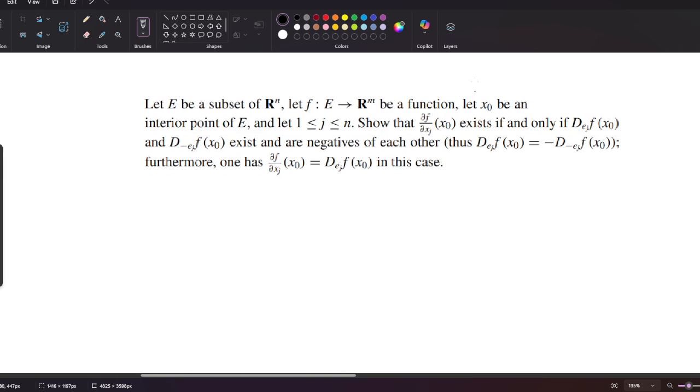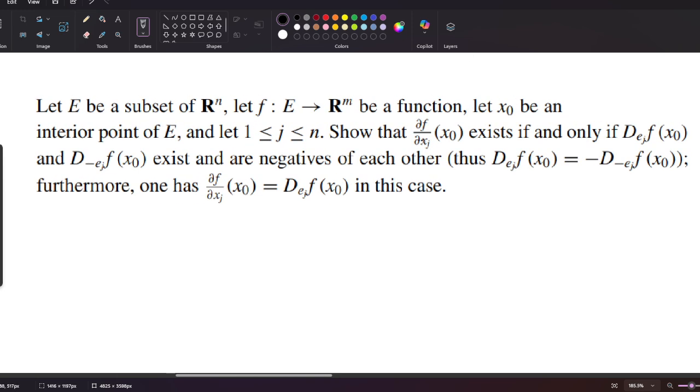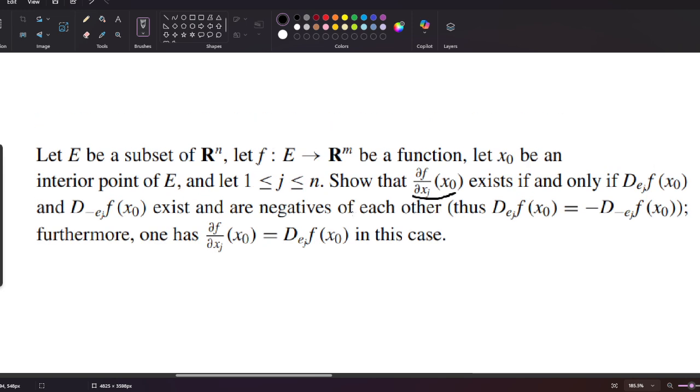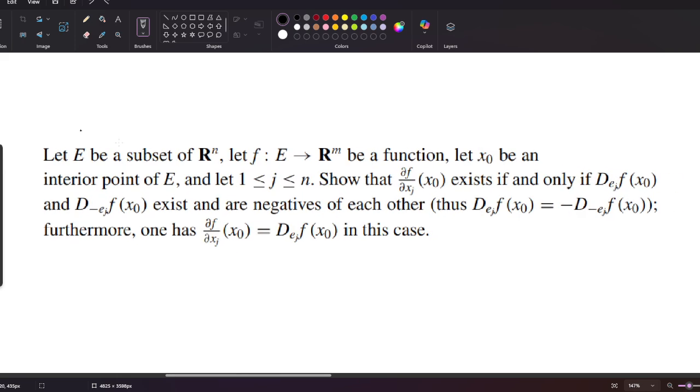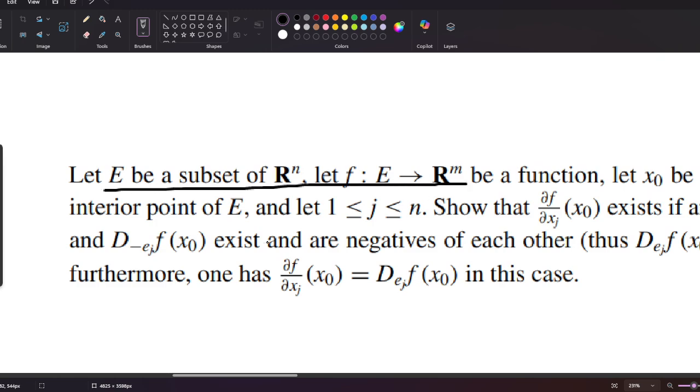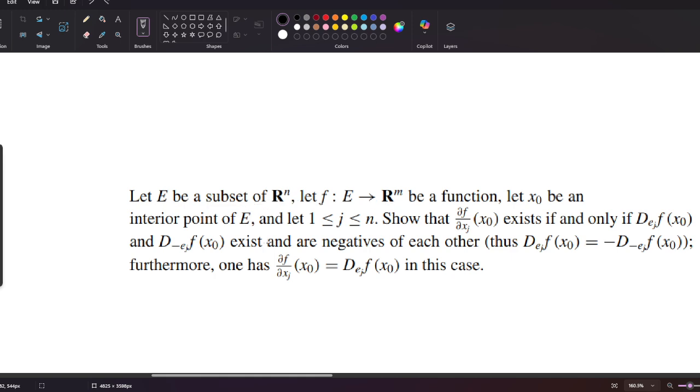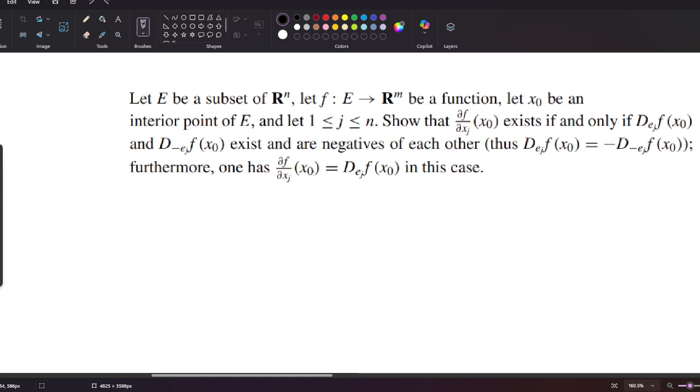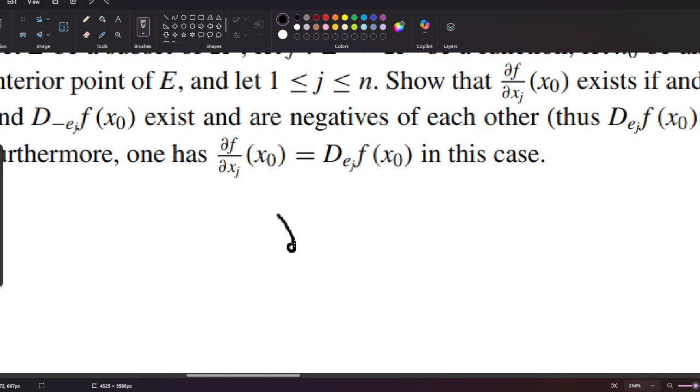Okay, so let's begin. We have to show that some partial derivative is gonna exist only if these two directional derivatives exist. We're working on this function. So let's begin. Let's start by just using the definition of partial derivative.